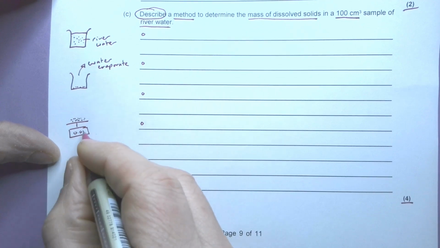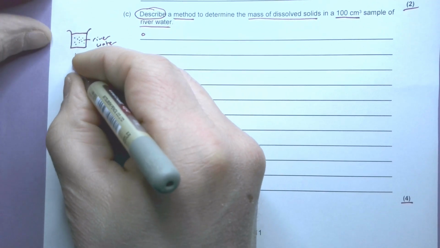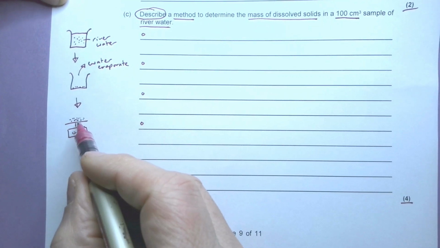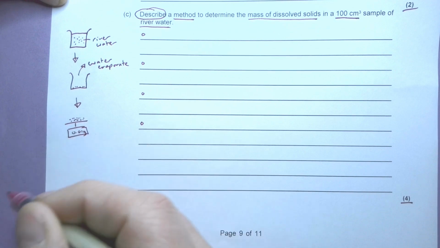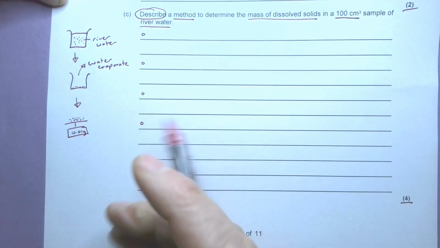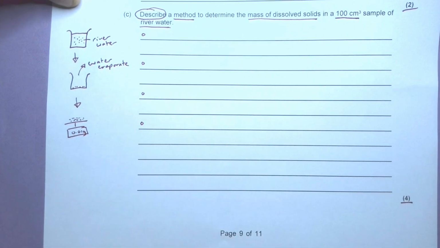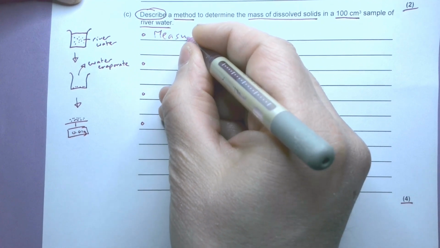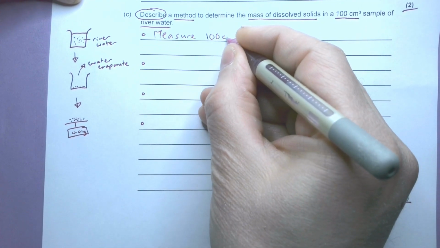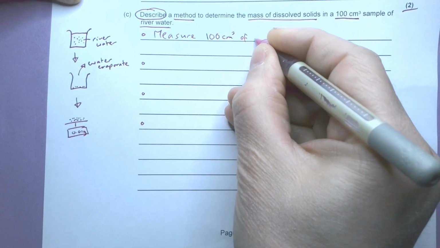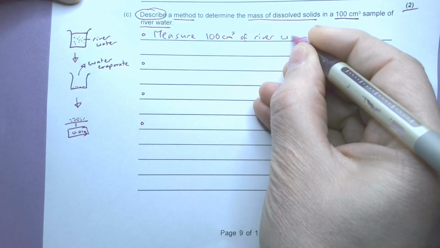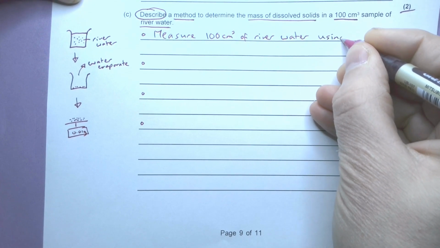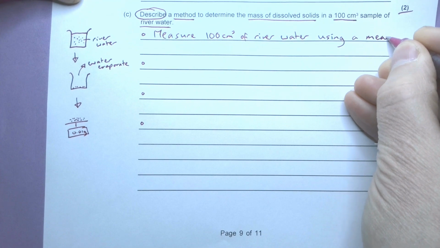Okay, so what else is going to be mass? So I've kind of got an idea in my head of how it's going to happen. So how am I going to find them? I need to think about what I'm going to do. So the first thing is I'm going to measure 100 centimeters cubed of water first of all, and to do that I'm going to make sure that I describe how I do it. So I'm going to measure 100 centimeters cubed of river water, and I'm going to say what I'm going to use as well. So using a measuring cylinder.